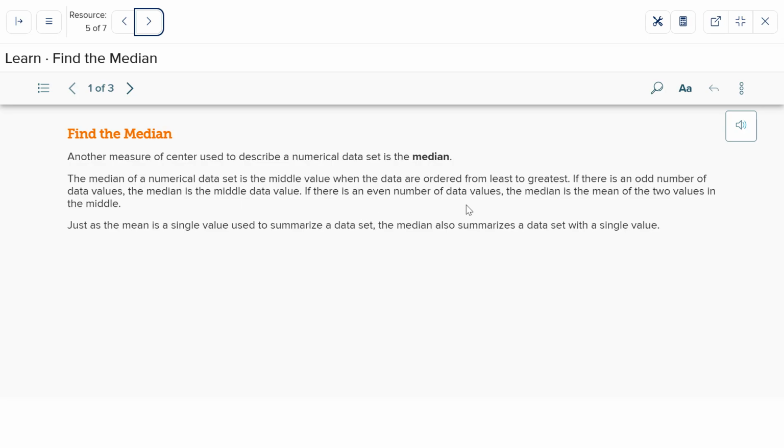If there's an even number of data values, then you count to the middle and there's going to be 2 that are exactly in the middle. And then you find the mean of those 2 values. So just as the mean is a single value that summarizes a data set, the median also summarizes the data set with a single value. So you can't just leave the median as those 2 values. You have to find the mean. Now, if those 2 values happen to match, then that's the median. You don't have to actually find the mean because the mean will be the same value, but you'll see.